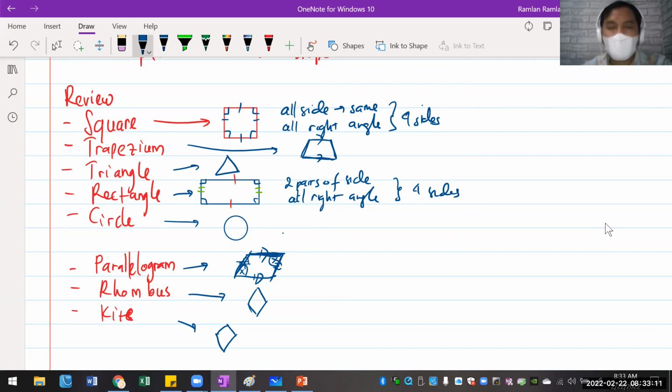So my first question is, if I draw something like this, I'm going to say this is a square.